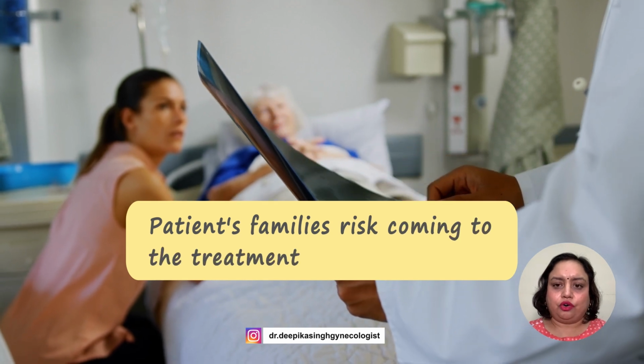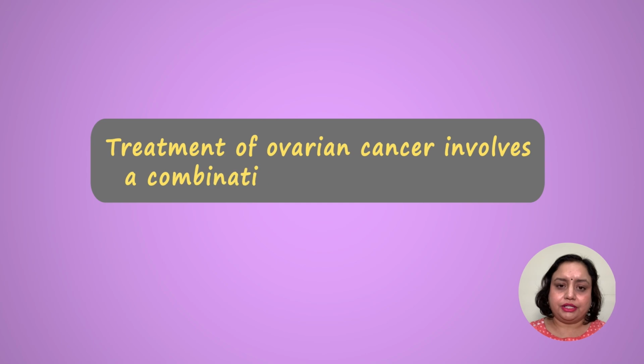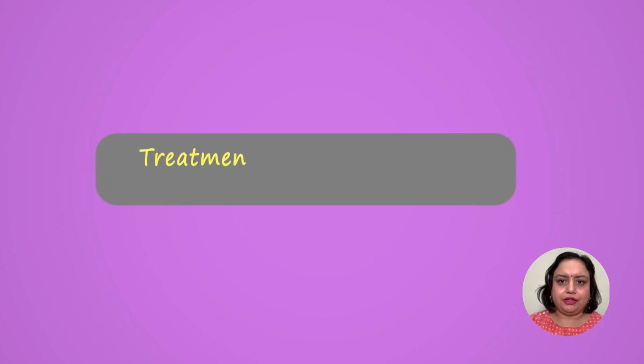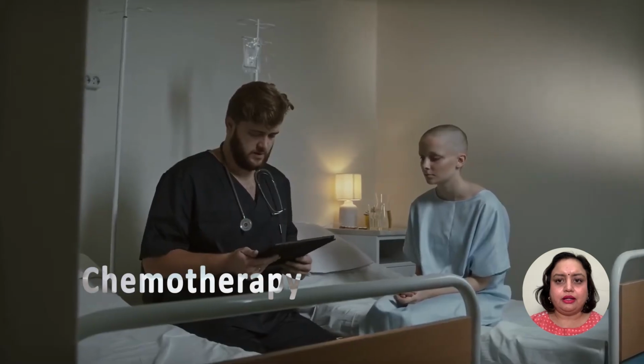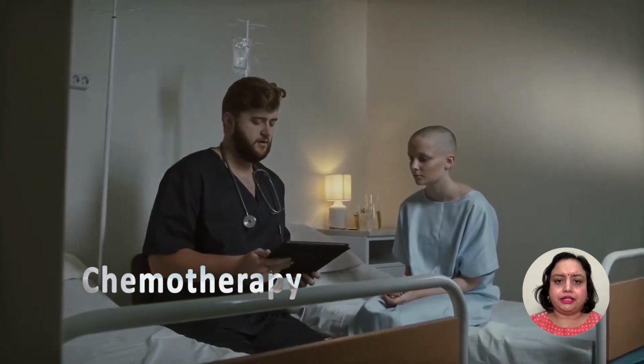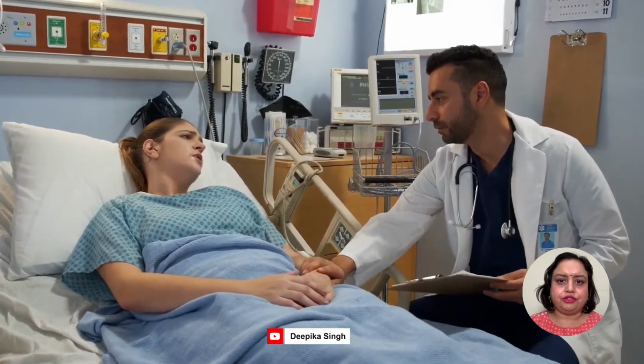Coming to the treatment of ovarian cancer. Treatment of ovarian cancer involves a combination of surgery, chemotherapy, and sometimes targeted therapy. The treatment plan depends on the stage of cancer, the patient's health, and other individual factors.